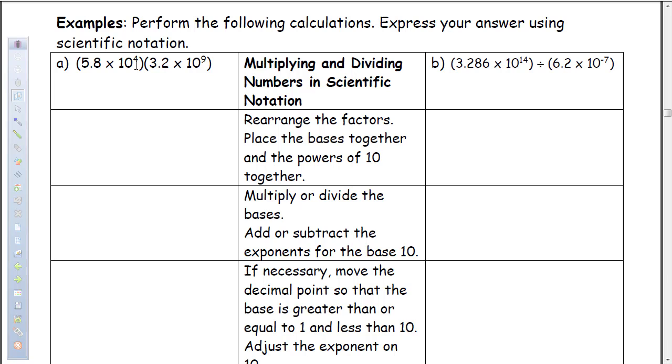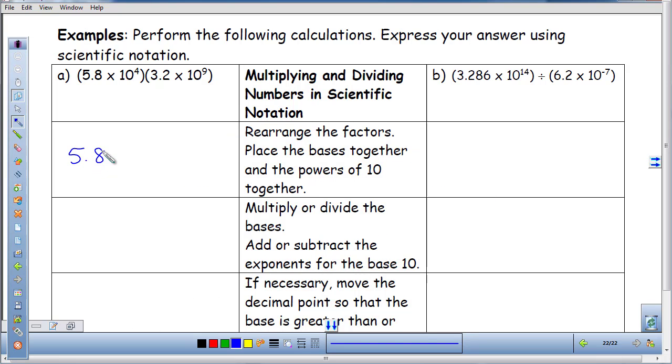So it says we're going to rearrange these factors, placing the bases of 10 together. Okay, so I'm going to rewrite this as 5.8 times 3.2 times 10 to the fourth times 10 to the ninth. Okay. And then I'm going to use my exponent rules on 10 to the fourth and 10 to the ninth. That just gives me 10 to the what? Okay, 10 to the 13th. And then I might multiply on my calculator 5.8 times 3.2. That gives me what?